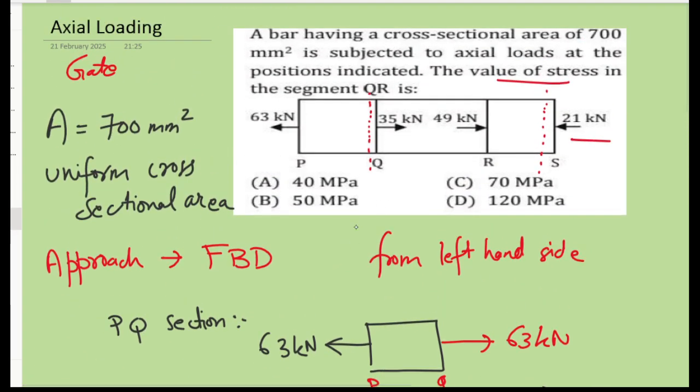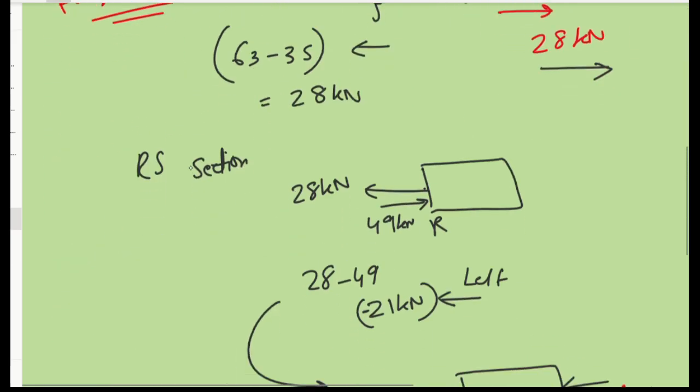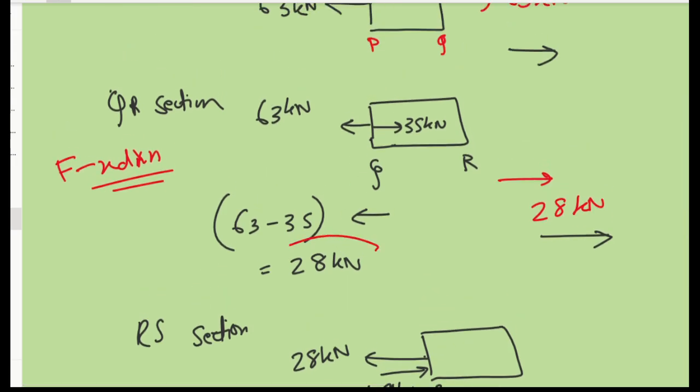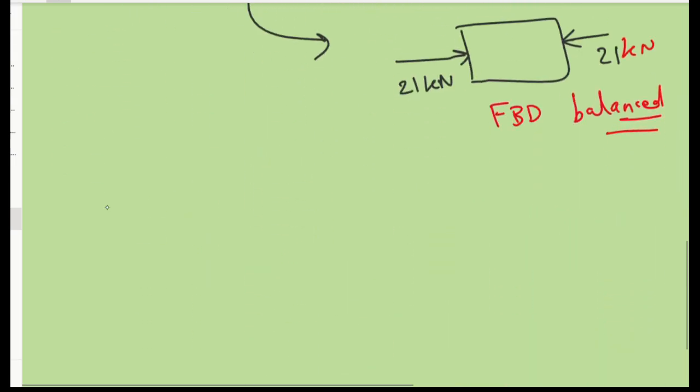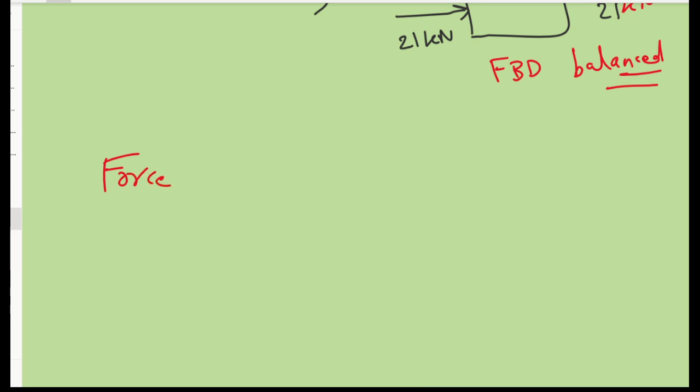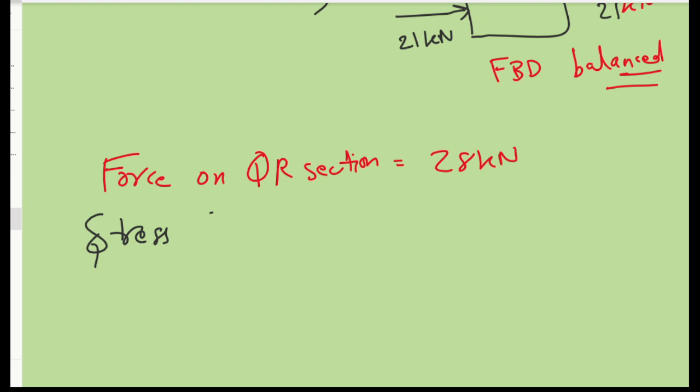So what is our point to be noted? The QR section. We need to find the stress of the segment QR. So what is the force acting on the segment QR? This is 28 kilonewton. The force on the QR section is 28 kilonewton. What we need to find is stress. Stress for the section QR. We can write stress is equal to force upon area. As simple as that.